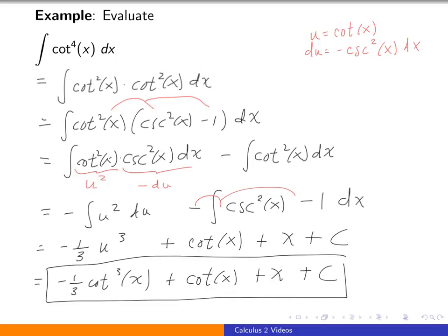And to recap this method, if the power of cotangent or tangent is even and you don't have any secant or respective cosecant term, what you do is you take one of those even powers and you rewrite in terms of the Pythagorean identity. And if you need to continue on and use that same technique, you do so.